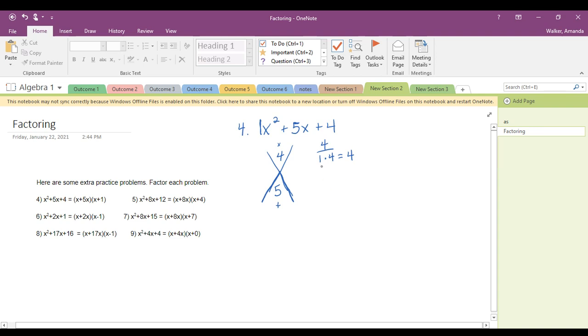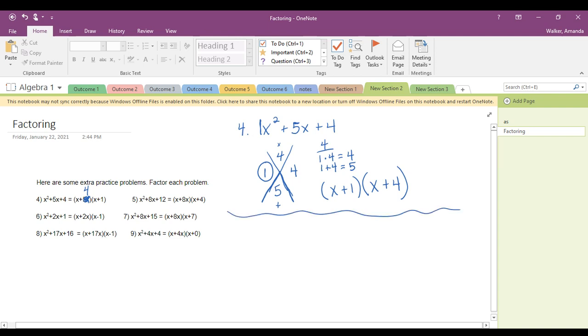And then we have to try adding it. Is 1 plus 4 5? Okay, so that means 1 and 4 work. So that means your answer for number 4 is x plus 1, because we said that 1 is a factor, and x plus 4. So instead of this 5 here, this should be a 4.